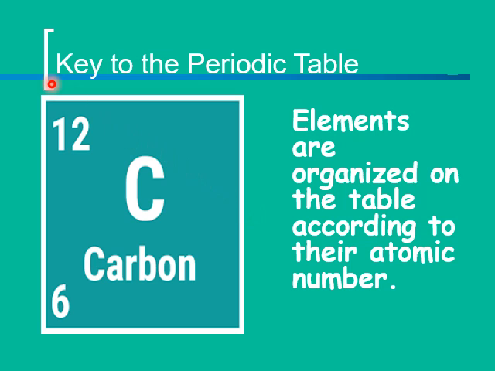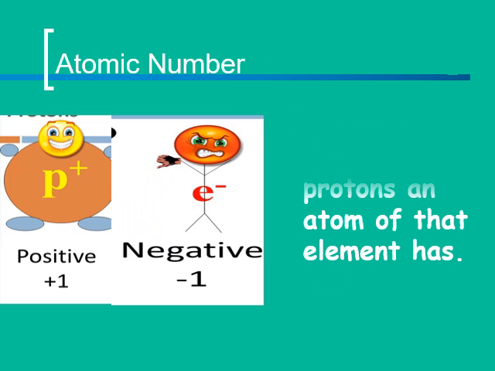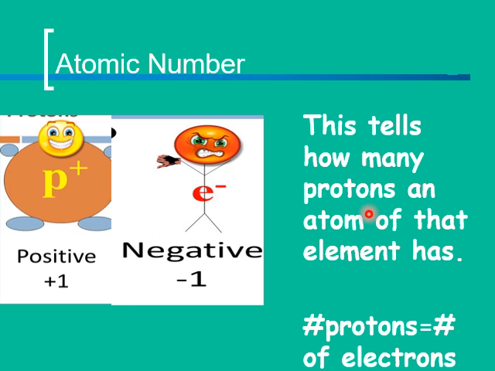We have already seen that elements are organized on a periodic table based on their what? Atomic number. Yes, very good. A brief recap is that the atomic number tells us the number of protons, all right, and it also tells us the number of electrons.